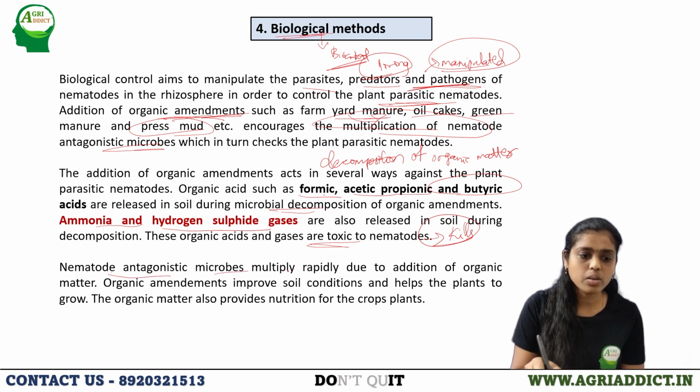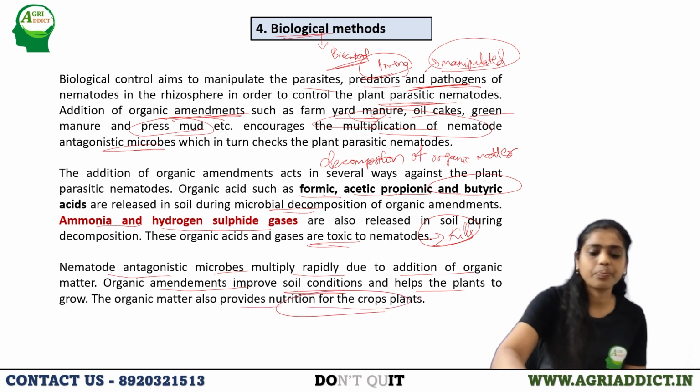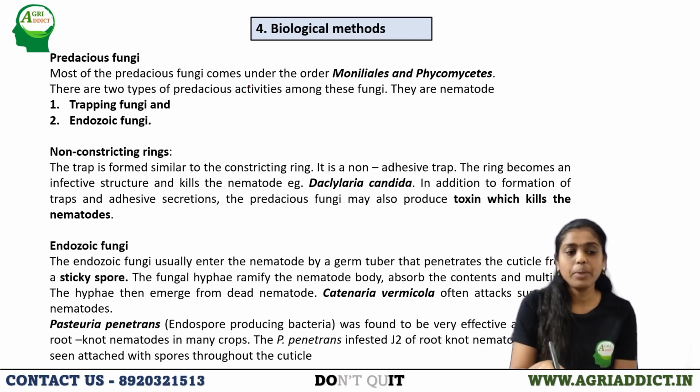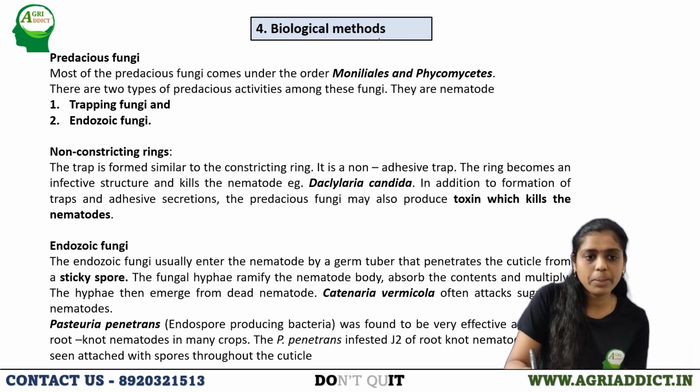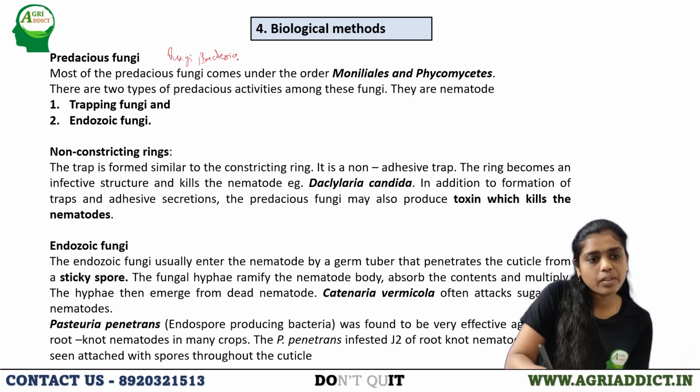Nematode antagonistic microbes will multiply rapidly due to the addition of organic matter, and in the other case it also improves the soil conditions and helps the plant to grow well. And this organic matter will also provide nutrition for the crop plants. Coming to the organisms which are involved in biological methods, they are mainly fungi, bacteria, and some predaceous nematodes.